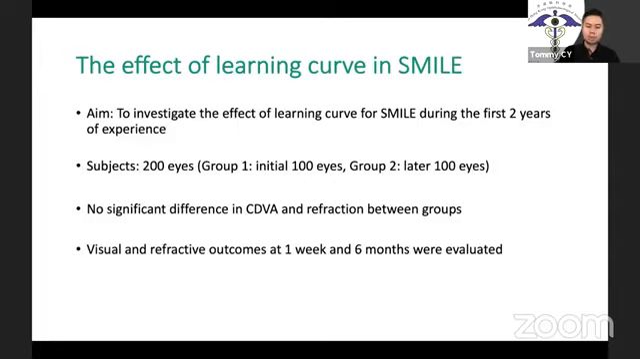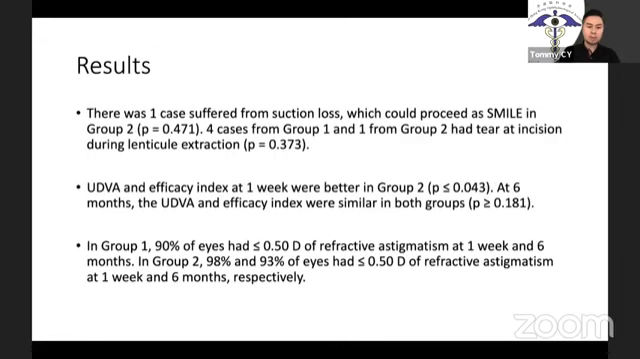There was no difference in preoperative background between the two groups, and we evaluated the results up to 6 months. There was one case of suction loss in group 1, and 4 cases in group 1 had a tear at excision during the surgery, and only 1 case in group 2. The efficacy index was better in group 2. At 6 months, the uncorrected vision and the efficacy index are similar between the two groups.